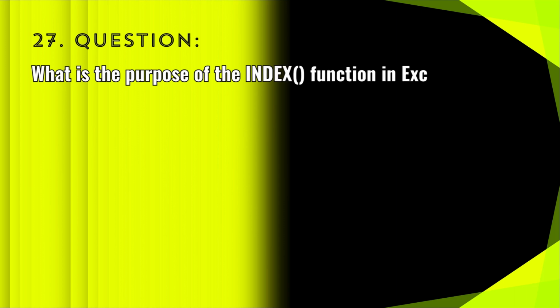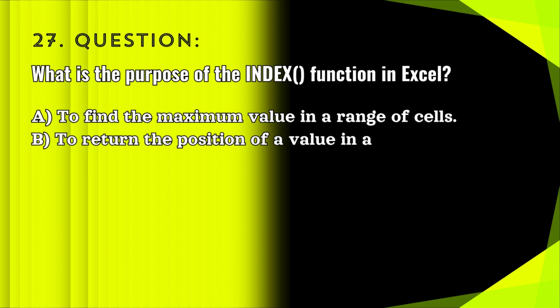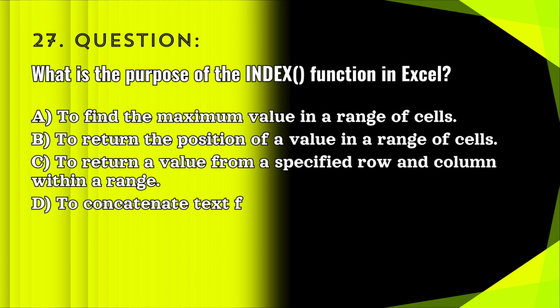Question number 27. What is the purpose of the index function in Excel? Okay, choose the correct option from the following four. Option A. To find the maximum value in a range of cells. Option B. To return the position of a value in a range of cells. Option C. To return a value from a specified row and column within a range. And option D. To concatenate text from multiple cells into one cell.